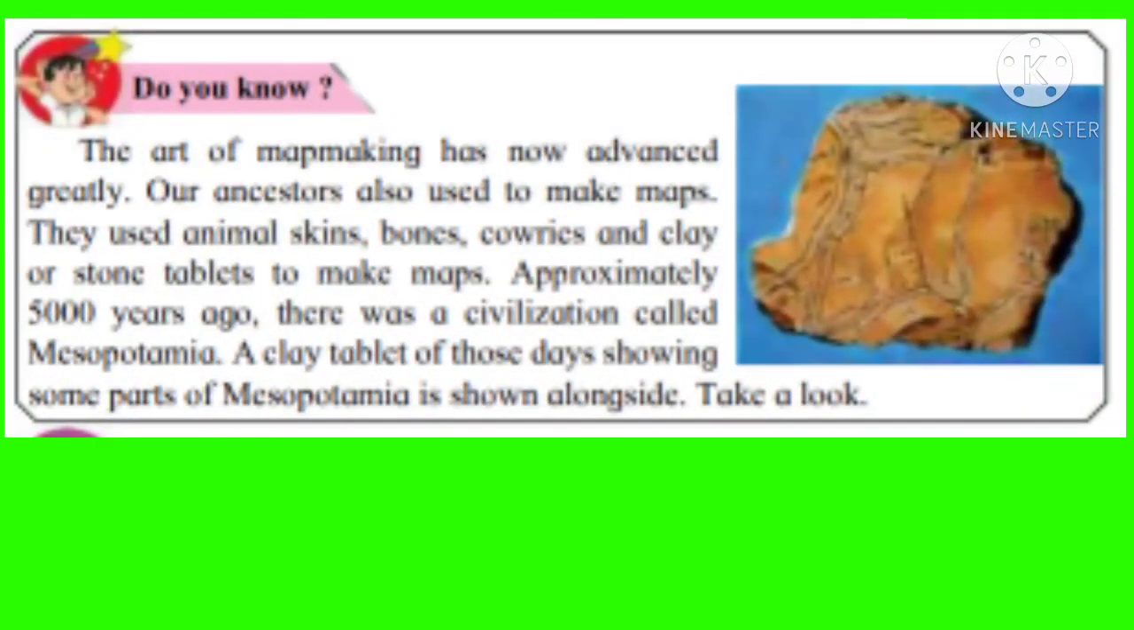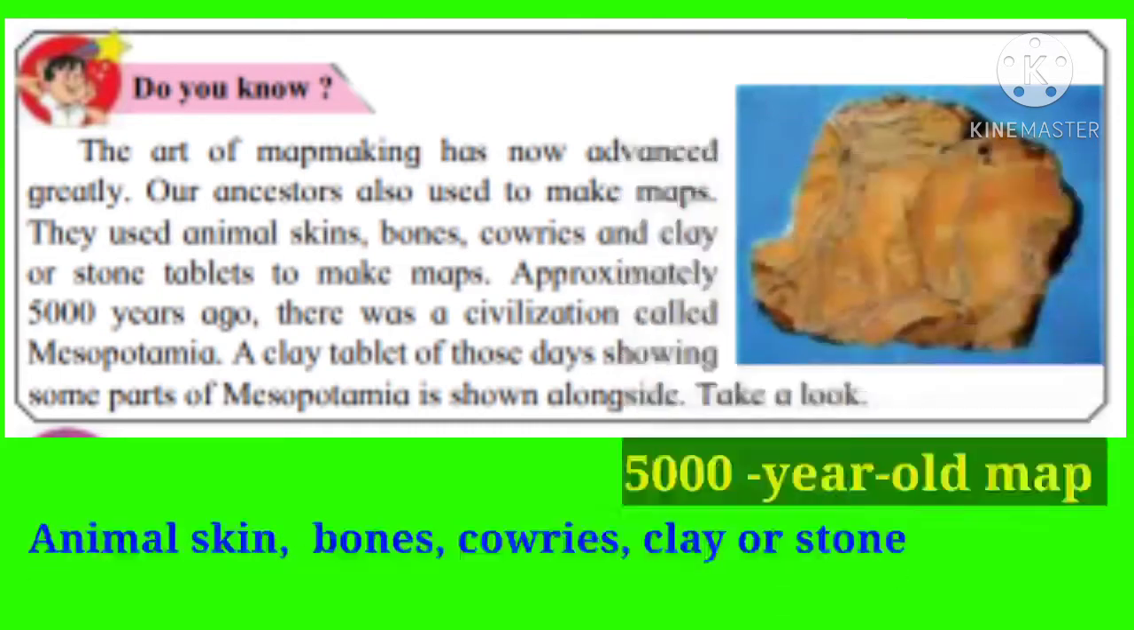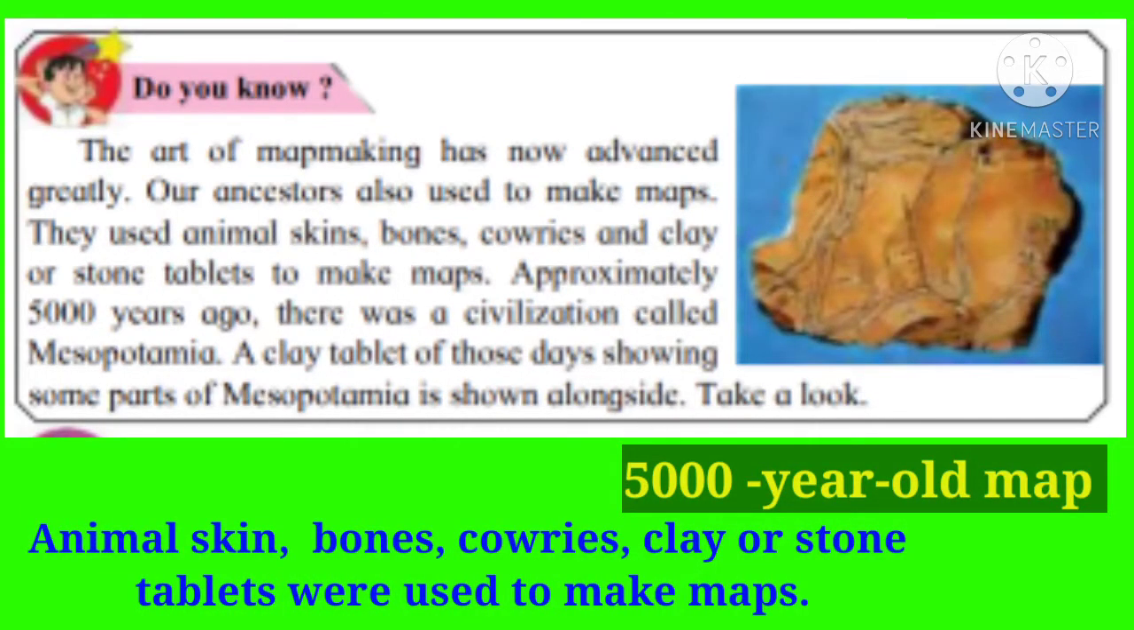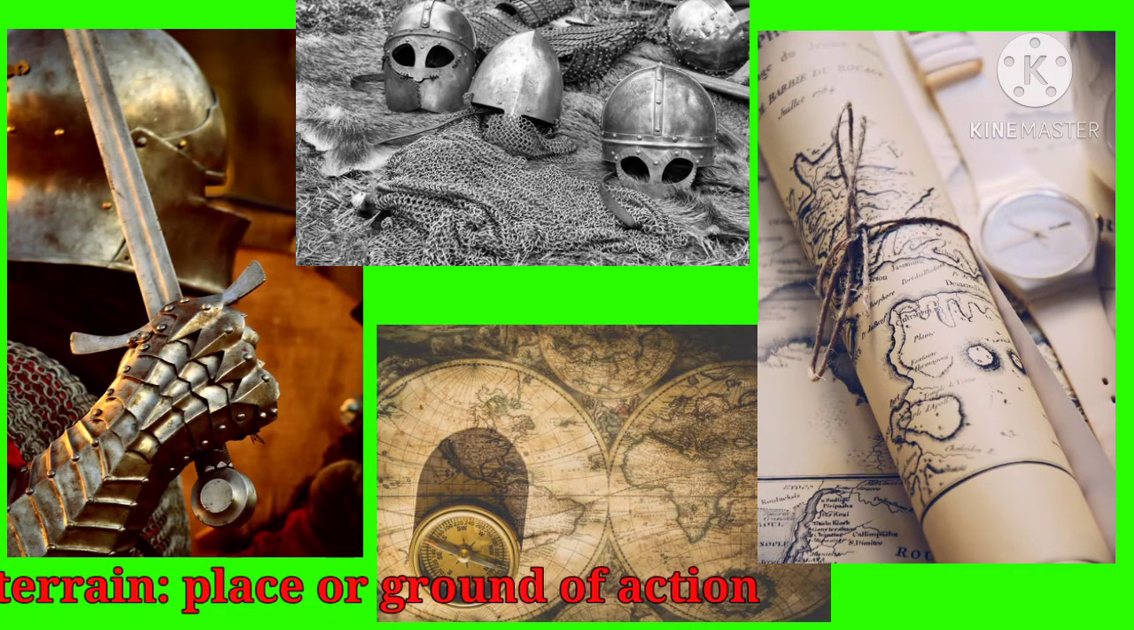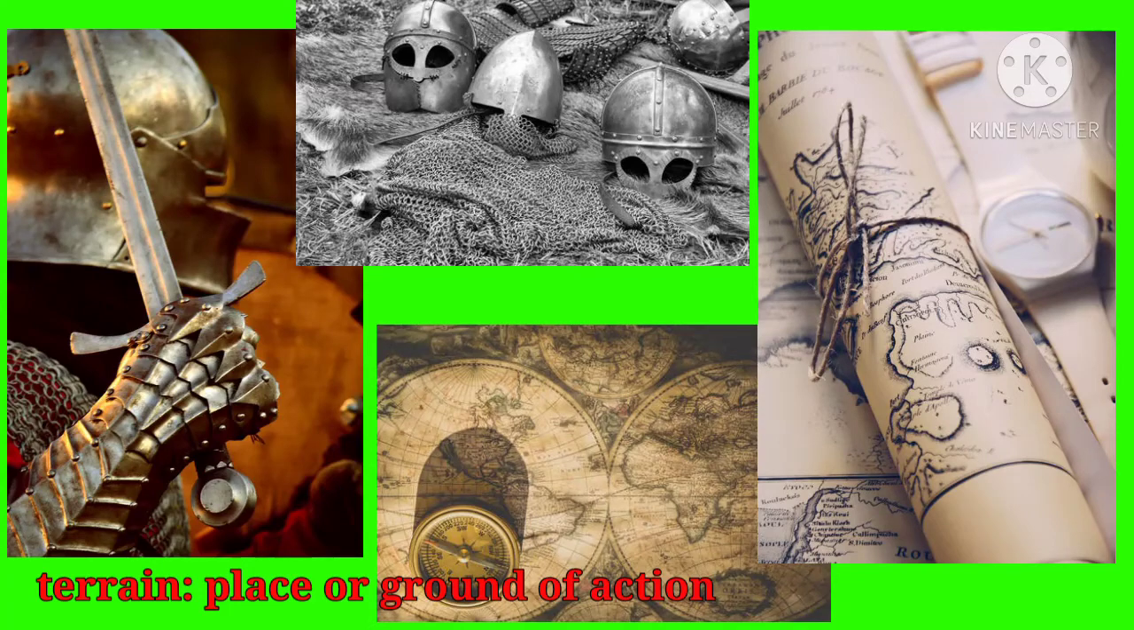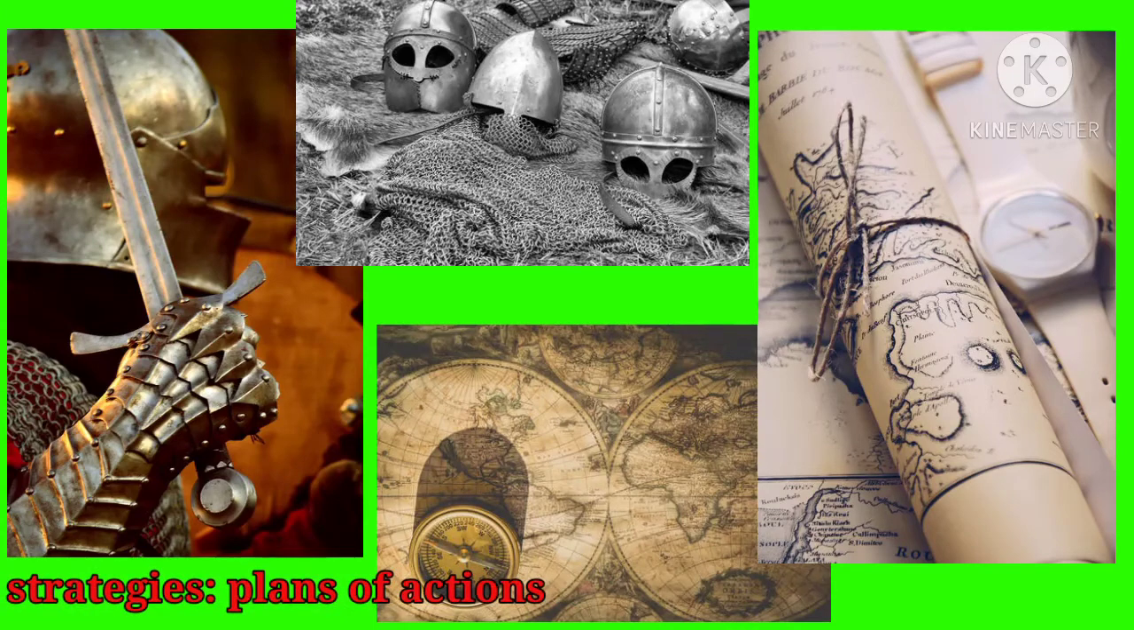In Standard 4th, when we learnt about maps, we saw a 5,000-year-old map. This means that man has felt the need to make maps since ancient times. At that time, maps were mainly used in wars. While fighting a battle, it is important to have detailed knowledge of the terrain. Terrain means the place or ground where a war is to be held. It helps in working out strategies. Strategies means plans of action for defeating the enemy. Maps were very useful for this purpose.